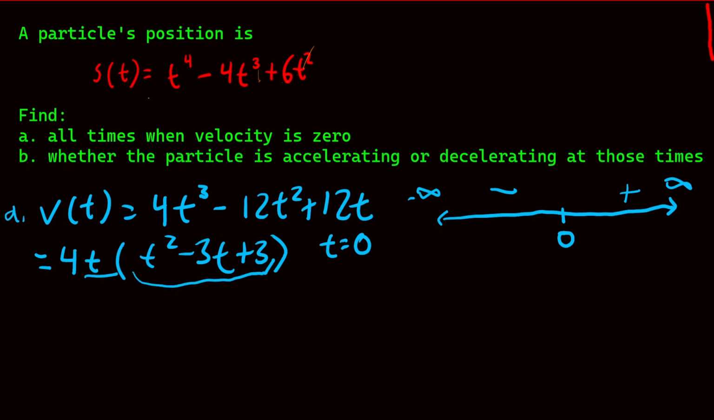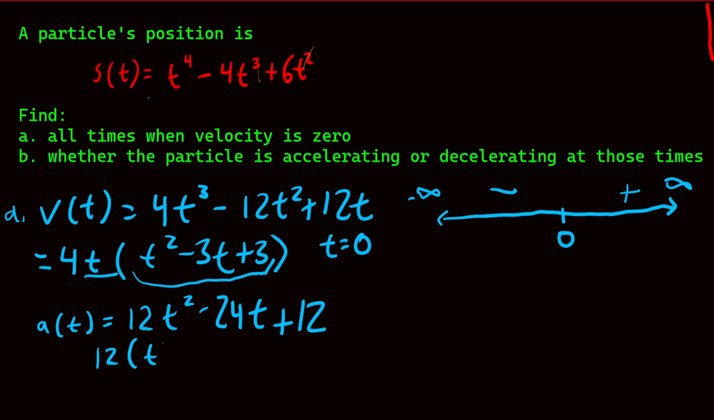So now let's find our acceleration function, because it wants to know when the particle is accelerating or decelerating. So, how do we get our acceleration? Well, it's just the derivative of the velocity function. So that would be a of t equals 12t squared minus 24t plus 12. So this is our acceleration function. So we can factor this out again. 12 times t squared minus 2t plus 1, sorry. So now we have our acceleration function.